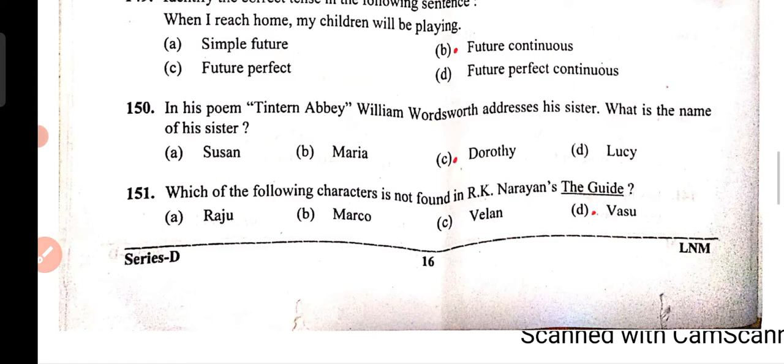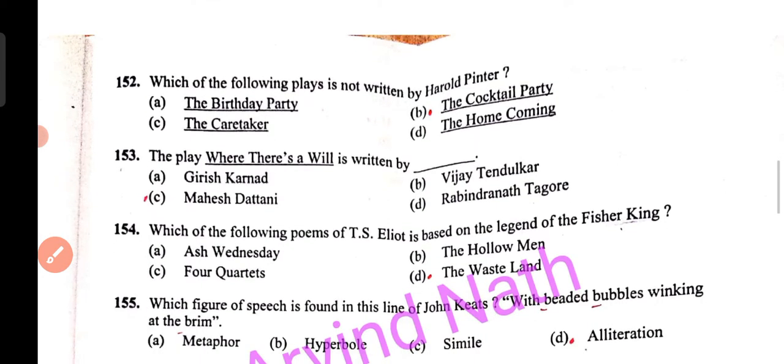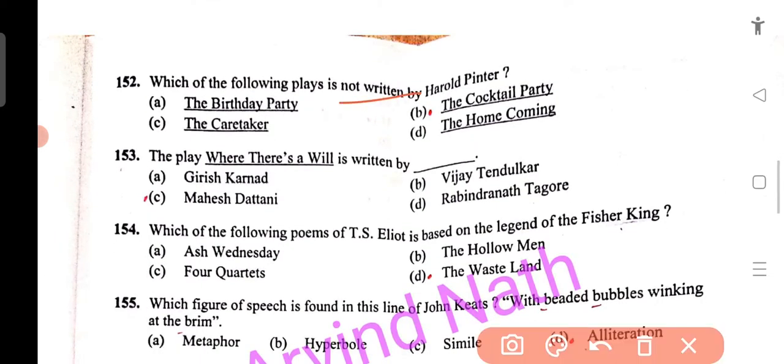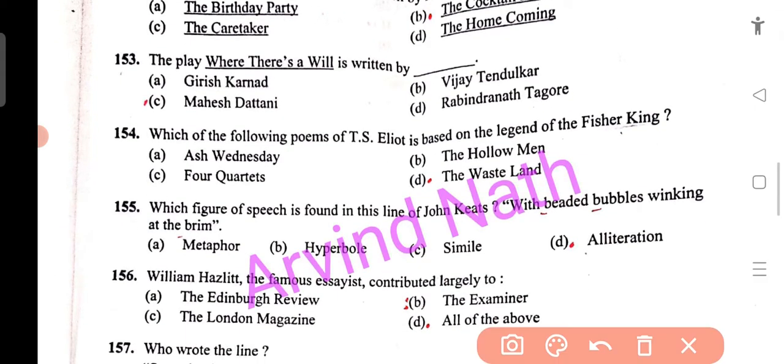Now the 151. Which of the following characters is not found in R.K. Narayan's The Guide? Vasu is not found in R.K. Narayan. Now the 152. Which of the following plays is not written by Harold Pinter? Option number B will be the correct. Now the next, the 153. The play Where There's a Will is written by, option number C, Mahesh Dattani.